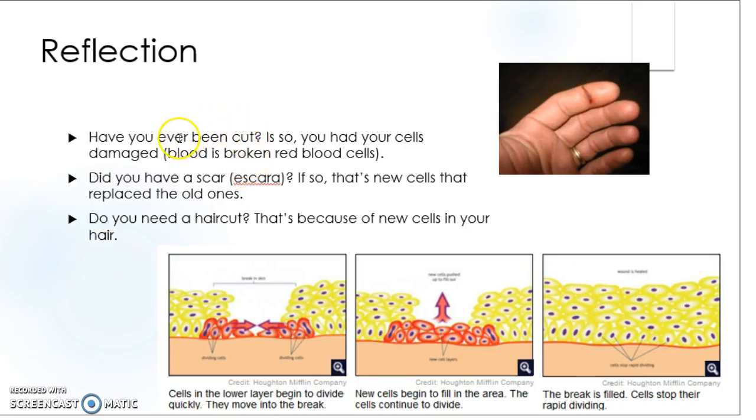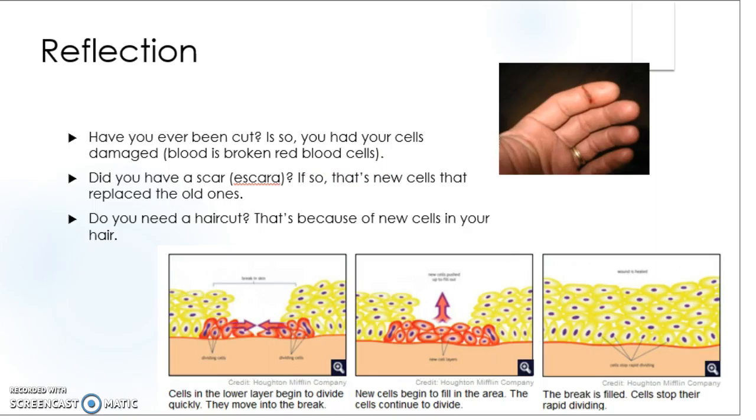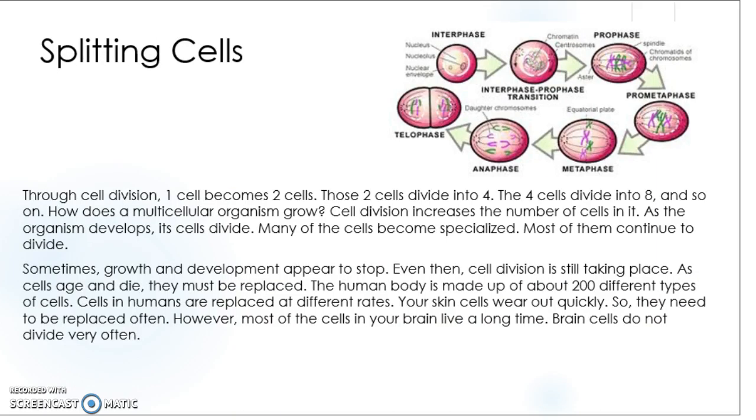Some examples, have you ever been cut? Those were your red blood cells coming out. If you have a scar, that was new cells replacing the old ones. Why do you need haircuts? Your hair cells are growing out more. So through cell division, one cell becomes two cells. Two cells are four, and so on. That's why you're so much bigger now than you were as a baby. Your cells sure grew a lot.